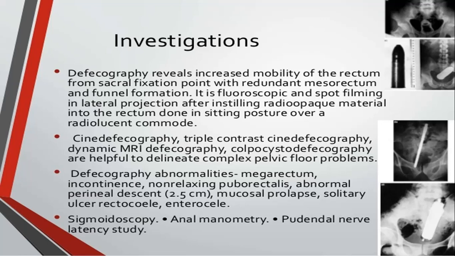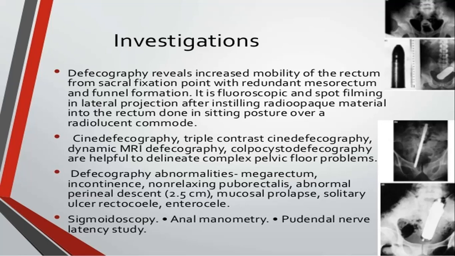So, what are the abnormalities you can find in defecography? You can see a megarectum, incontinence, non-relaxing puborectalis, abnormal perineal descent, which is more than 2.5 centimeters, mucosal prolapse, solitary ulcer, rectocele, enterocele. You can identify the megarectum and incontinence in defecography, and there is no relaxation of the puborectalis.